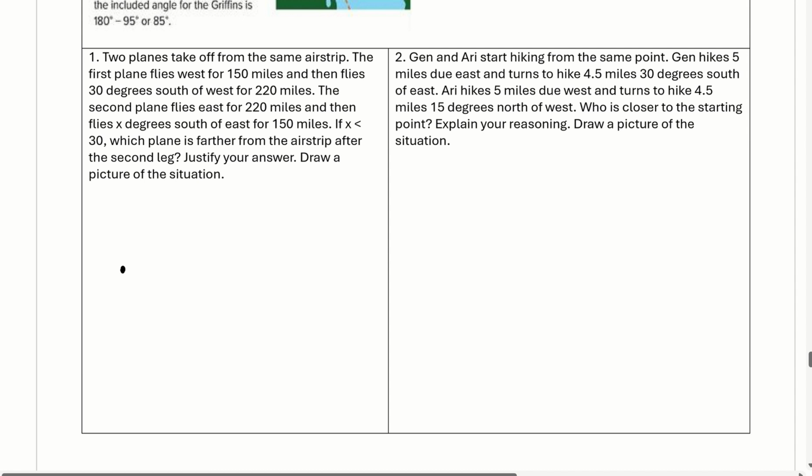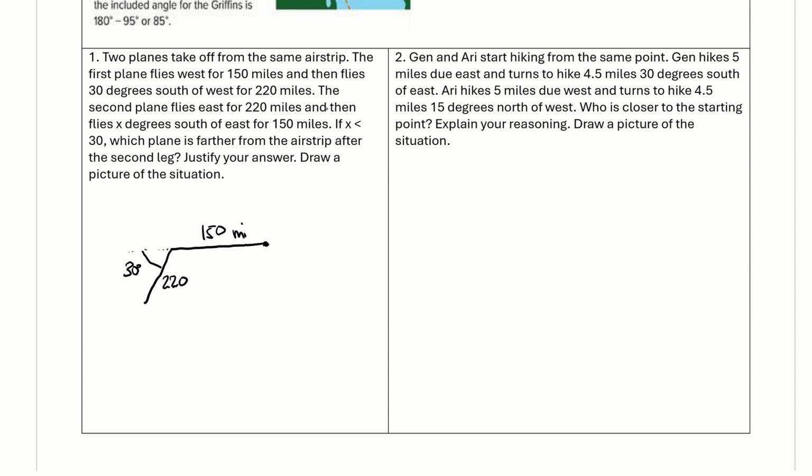Okay, so let's say we start here, and we're flying west 150 miles. And then it flies 30 degrees south of west. So this is west, and we're going 30 degrees south of west, this way, for 220 miles. Here's the first triangle for the first plane. So this is plane number 1.